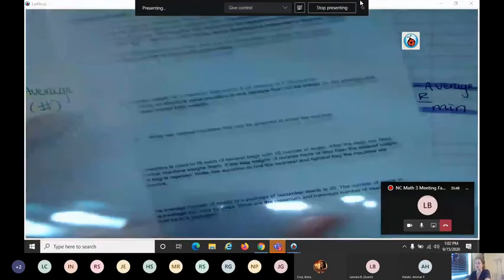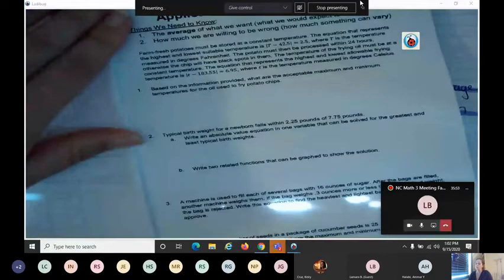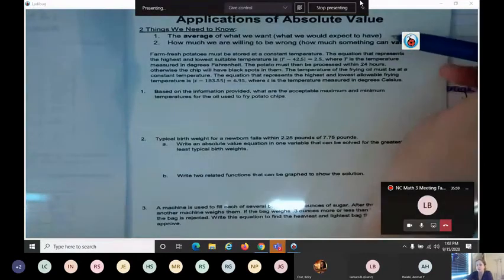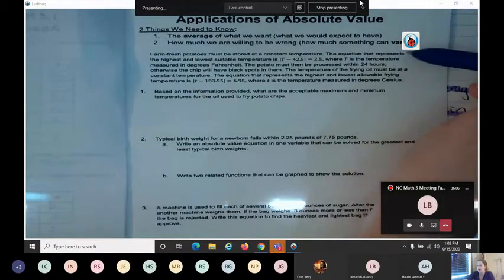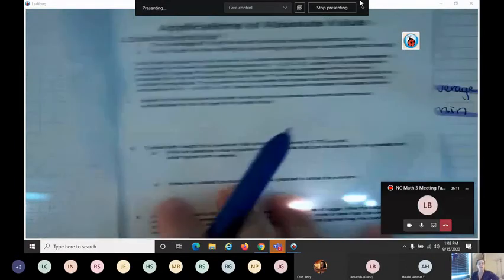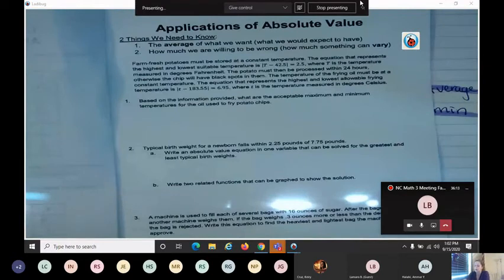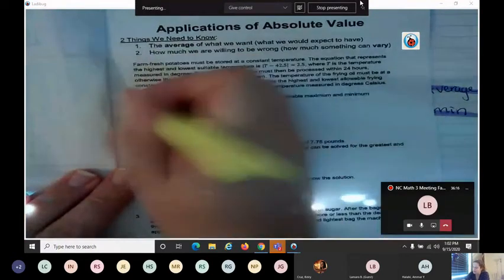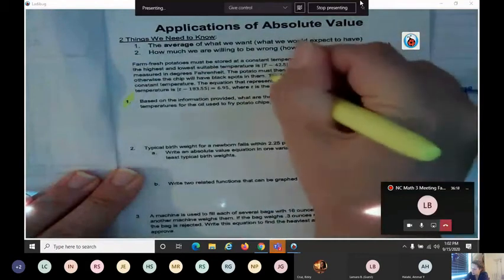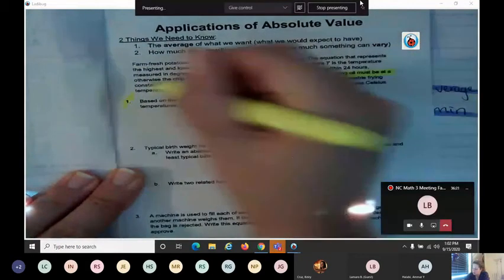And on the inside of here, we're going to start with our applications. So first, kind of like we did in our notes, we need to know our average and how much our function can vary. So this is stuff already written in our notes. Then we have a long explanation of a problem. The information that we need for number one is about the temperature of the frying oil that they're cooking potatoes in.